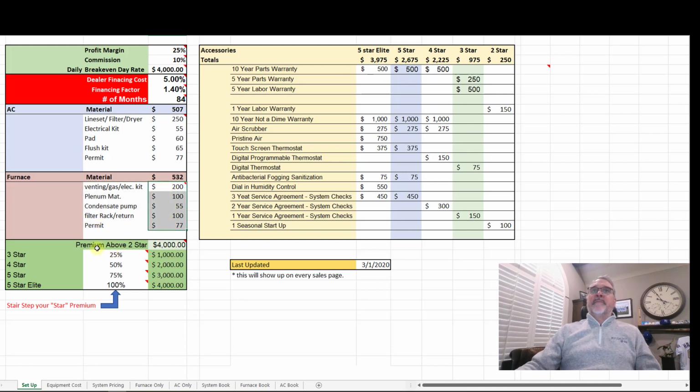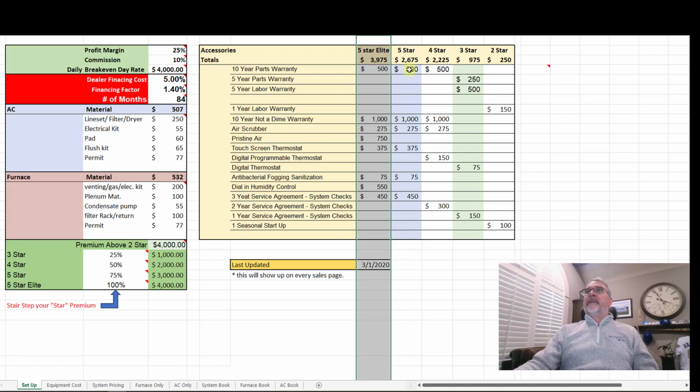And then here is a premium above the 2-star. We'll talk more about that, but that's just part of the programming of how we generate the 5-star all the way down to the 2-star. And then we'll have the accessories. Here's the 5-star Elite. We'll have all of these accessories in here, in their line items. And then the 5-star, what doesn't it have?